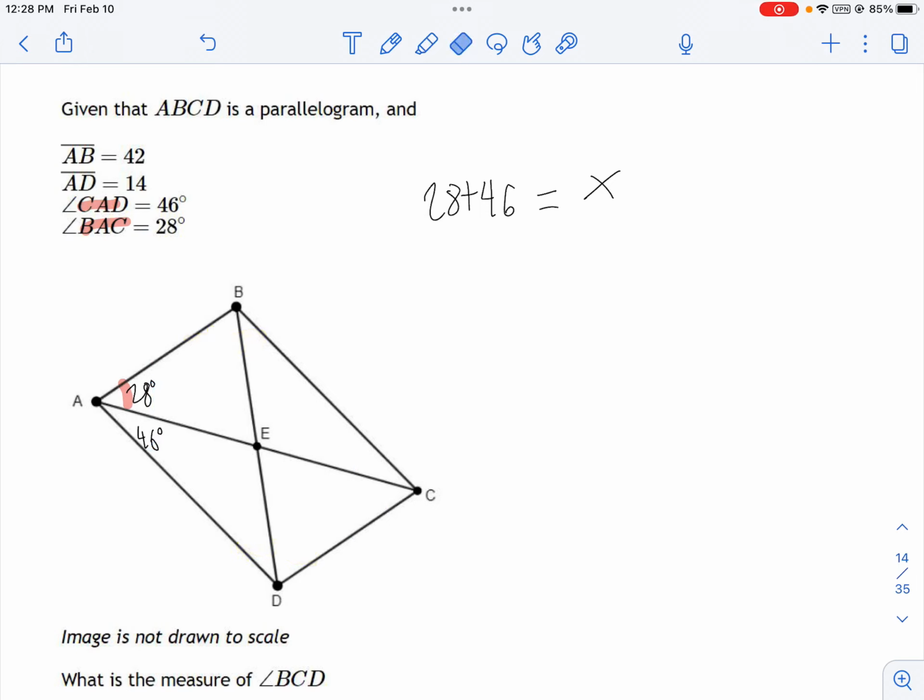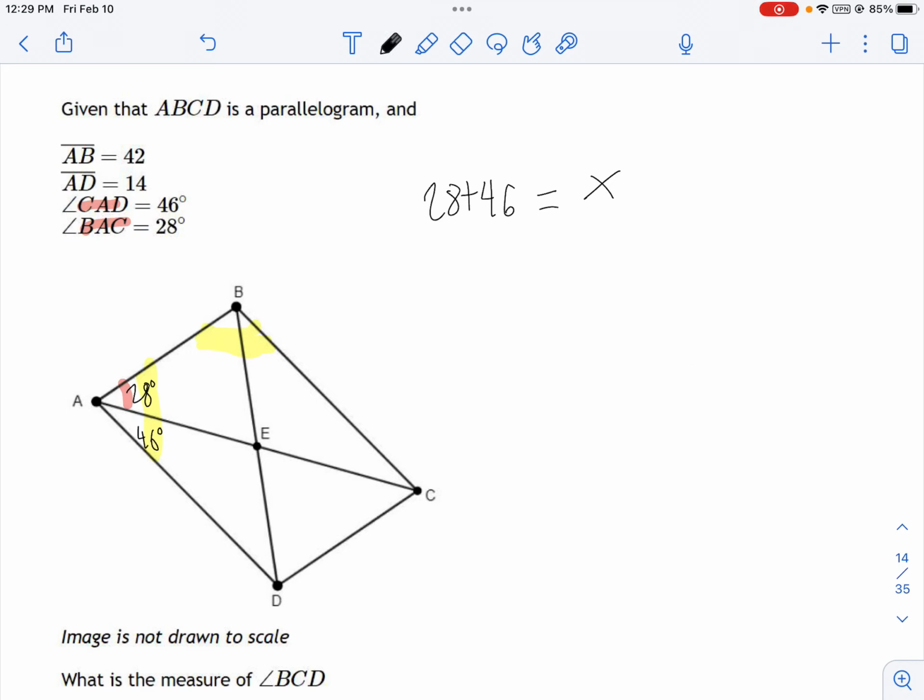The next one is adjacent angles, meaning if you had this angle and needed to find this angle, then they add up to 180. So angle A, 28 plus 46, plus whatever the angle of B is, should equal 180 degrees. That is your other theorem when it comes to parallelograms for angles: opposite angles are congruent, adjacent angles are supplementary, meaning they add up to 180. So let's finish solving for this one.